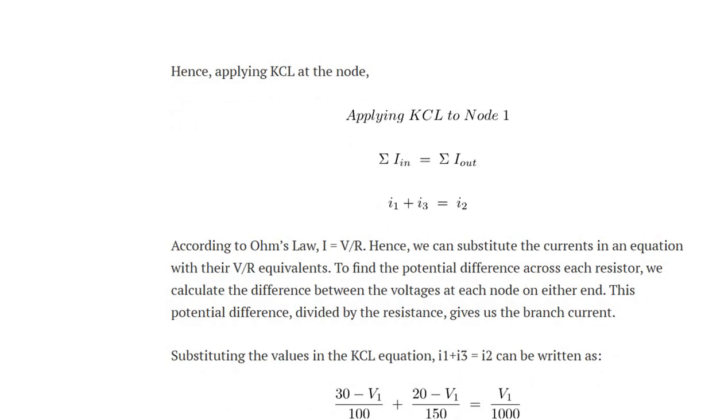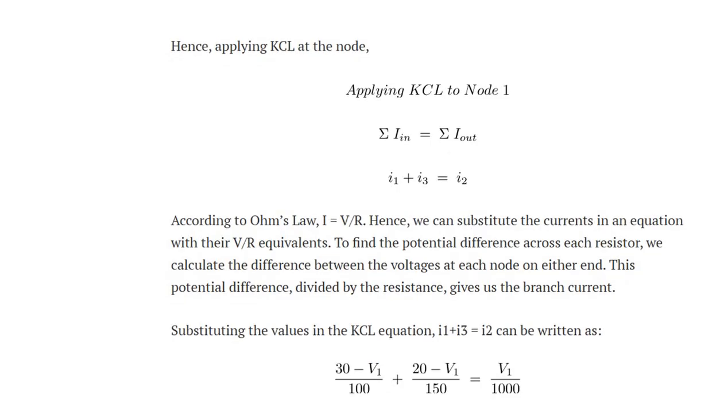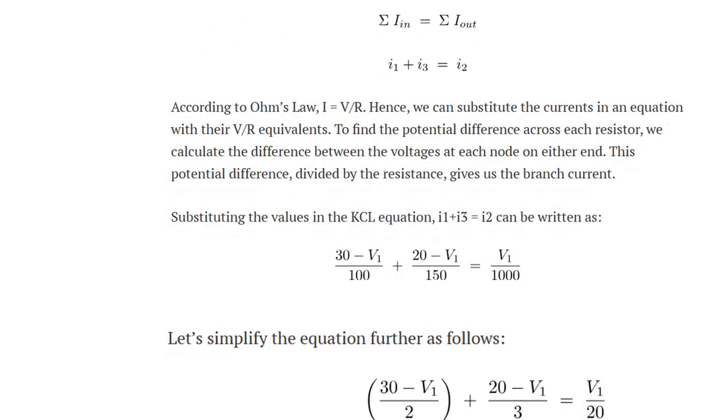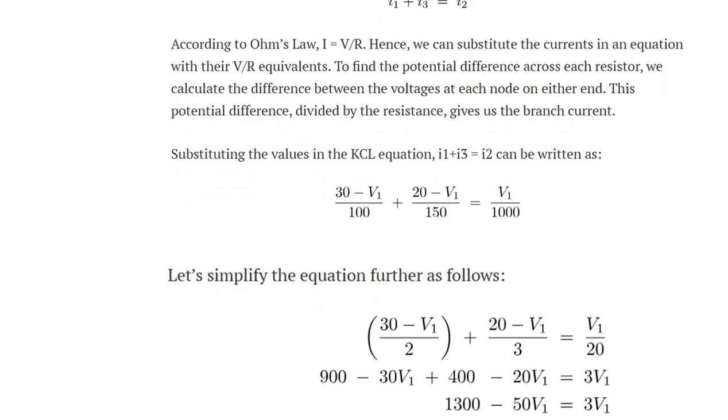According to Ohm's law, I is equal to V by R. Hence we can substitute the currents in the equation with their V by R equivalents to find the potential difference across each resistor. If we calculate the difference between the voltages at each node on either end, this potential difference divided by the resistance gives us the branch current. So (30 minus V1) by 100 is nothing but small I1, plus (20 minus V1) by 150 is nothing but small I3, that is equal to I2, that is nothing but V1 by 1000.